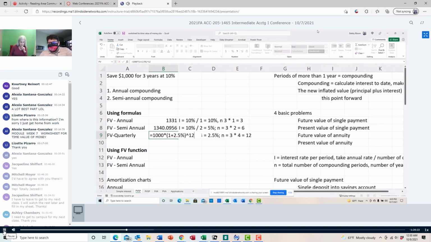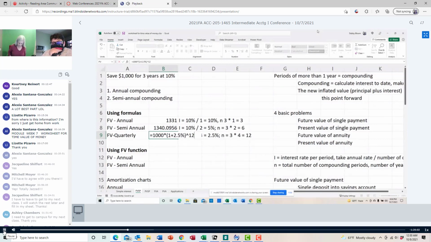Now, I am going to tell you that this way to solve the problem is very old-fashioned, and other than in this class, and maybe for a CPA exam in your future, you will probably never use this formula again. So I'm going to show you a much easier way to solve this problem.